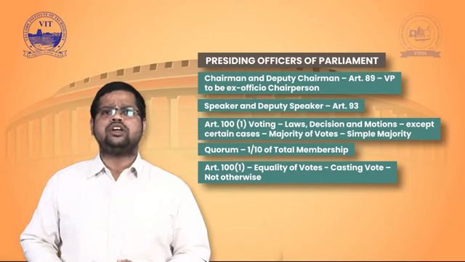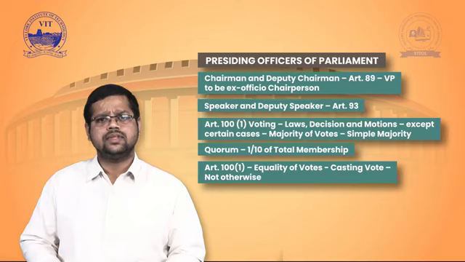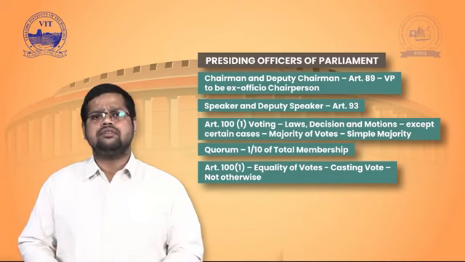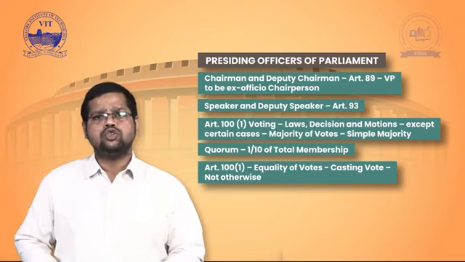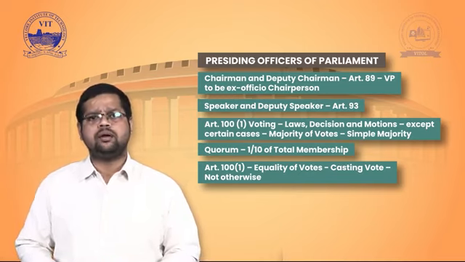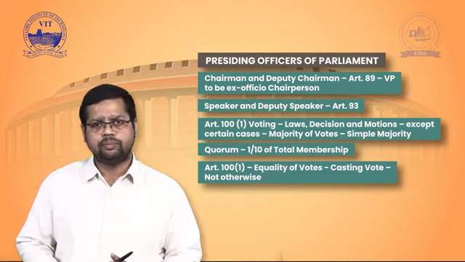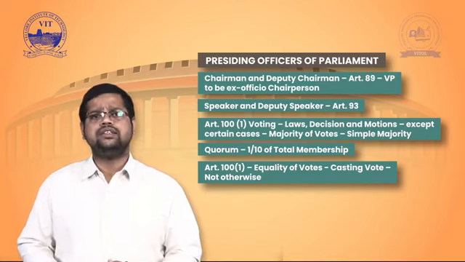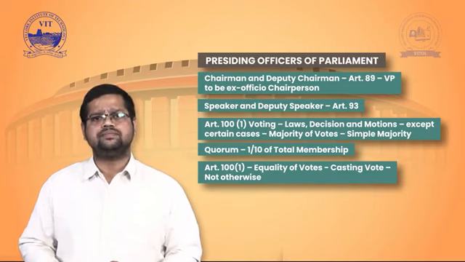Next comes the important question of what happens when there is a deadlock. As we already know, in respect of all laws of ordinary nature, motions and decisions, there is equal importance for both houses. So no ordinary legislation will become valid law unless and until it is accepted by both houses of the parliament. So there may arise a situation wherein there is a deadlock arising out of a disagreement between the Lok Sabha and the Rajya Sabha.